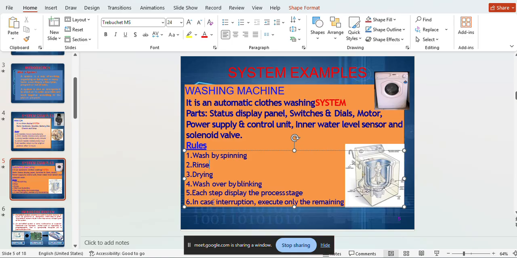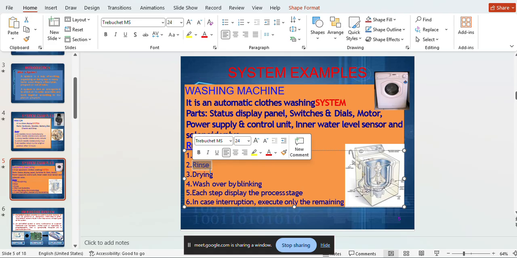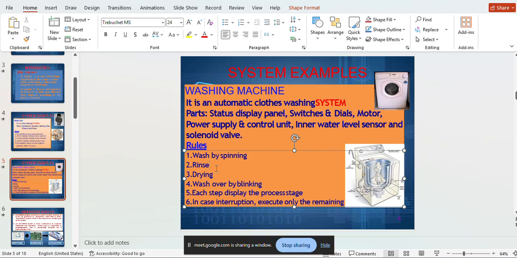Then the sixth rule: in case of interruption, execute only the remaining. Which means, when one process is taking place, let us take an example. The machine is in level 2. Now the power gets off. Then if the power comes back, it should start from the rinsing, not the washing.